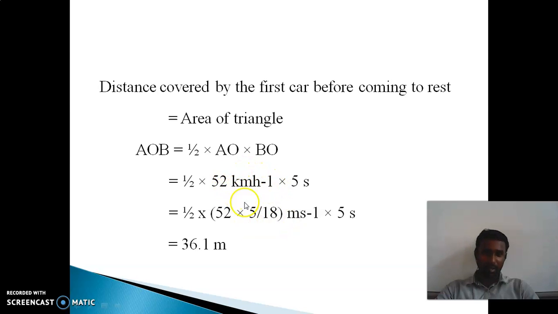In the next step I converted the kilometer per hour into meter per second, multiplying by 5 by 18. So half into 52 into 5 by 18 into 5. Simply we have to cancel all the things, and we get the answer 36.1 meter. So this is the first case, car A.